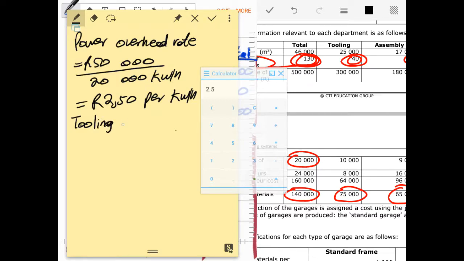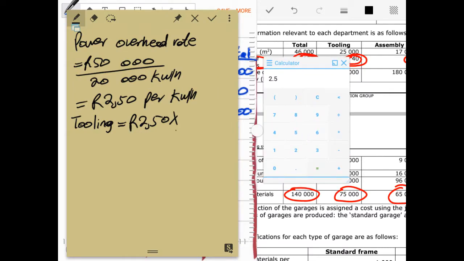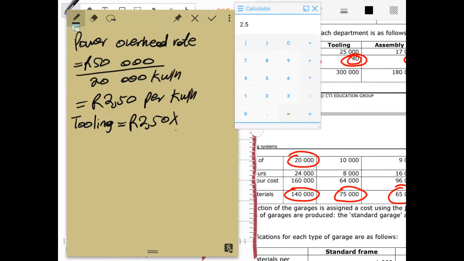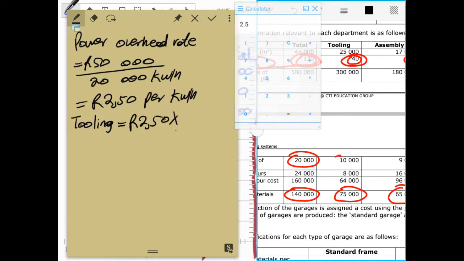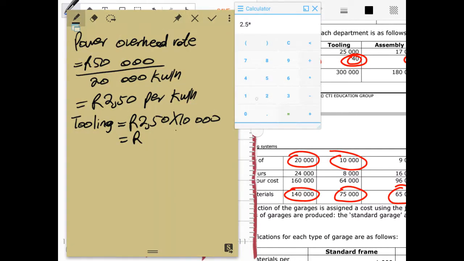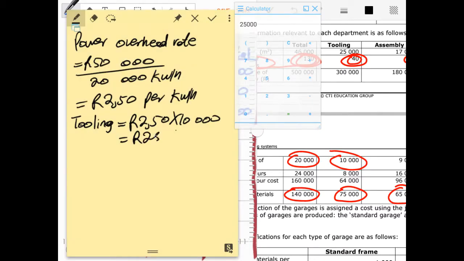Then we allocate that to the tooling department. The tooling department will be allocated R2.50 times the number of kilowatts that were used in this department, and that is 10,000 kilowatts. So we times it by 10,000 kilowatts, and that will be 25,000, the amount to be allocated in the tooling department.